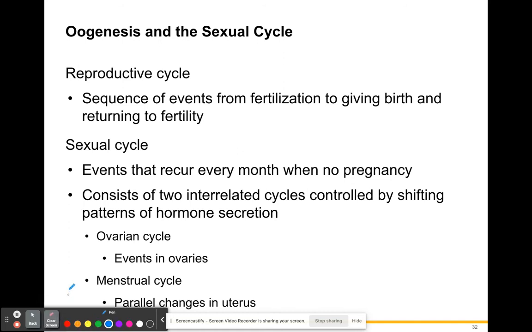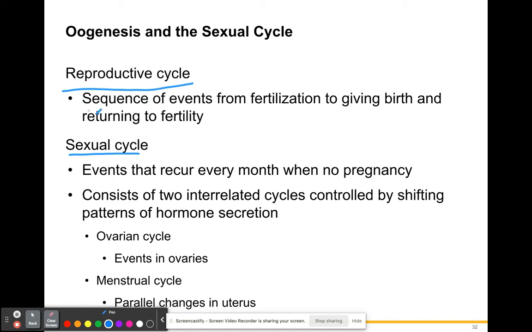So let's talk about the reproductive cycle and the formation of ova. The sequence of events from fertilization to giving birth and returning to fertility is what we call the reproductive cycle. The sexual cycle, on the other hand, these are events that reoccur every month when no pregnancy occurs. So the reproductive cycle is the sequence of events from fertilization to actually giving birth and returning back to fertility. That does not happen very often.